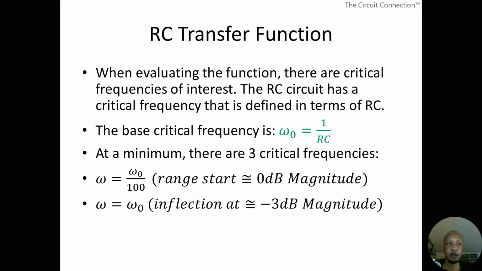And so next we have omega equals omega 0, or W equals W0. Now that's special because it's a major inflection point on the whole function itself, and by the way, it's negative 3 dB in magnitude. Again, I'm not going to get into dB in these lecture slides, but I'm just making a side note of that so that you can cross-reference this information later when you do get into dB.